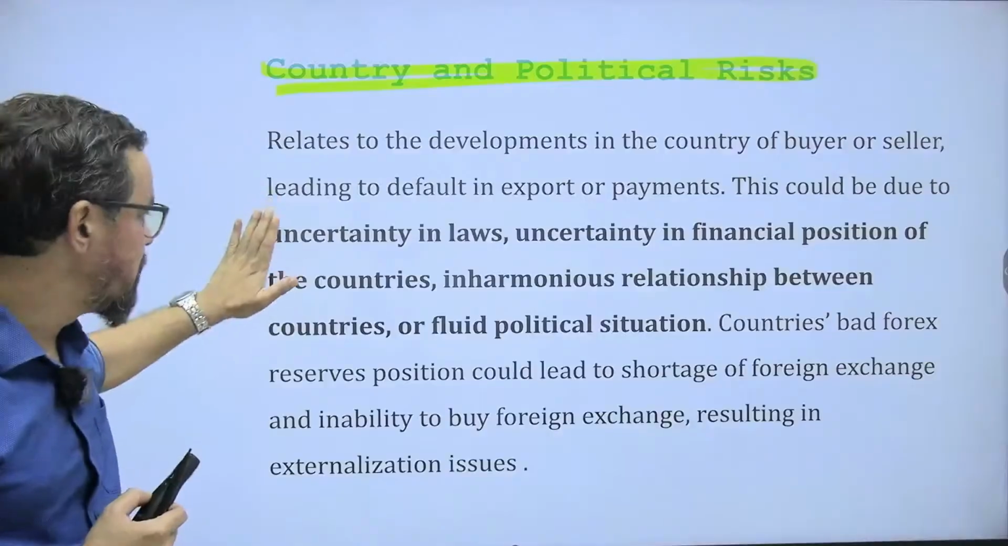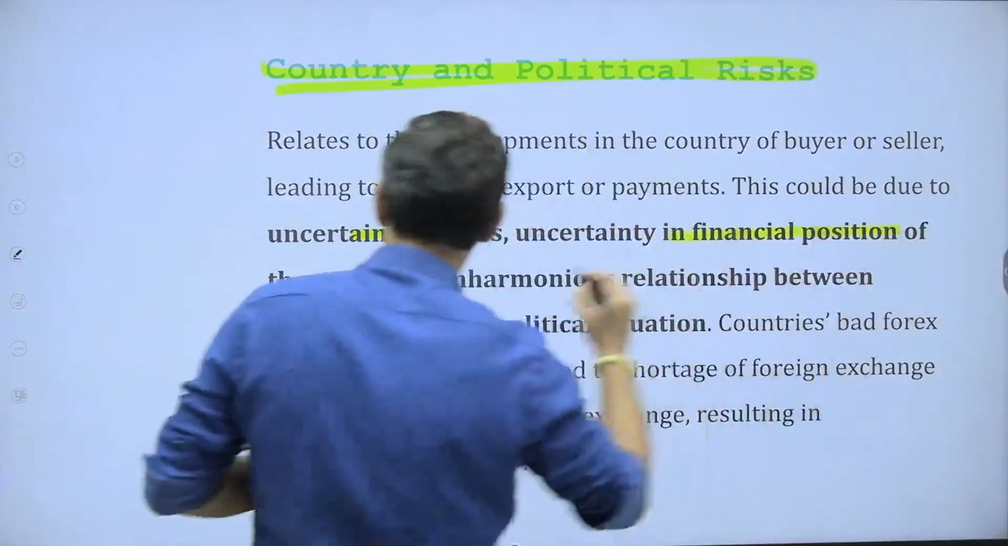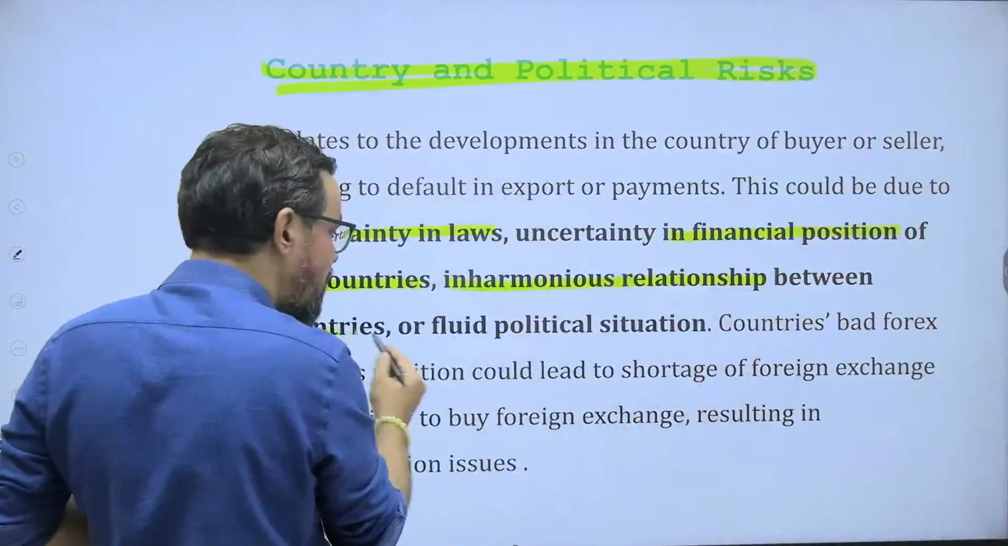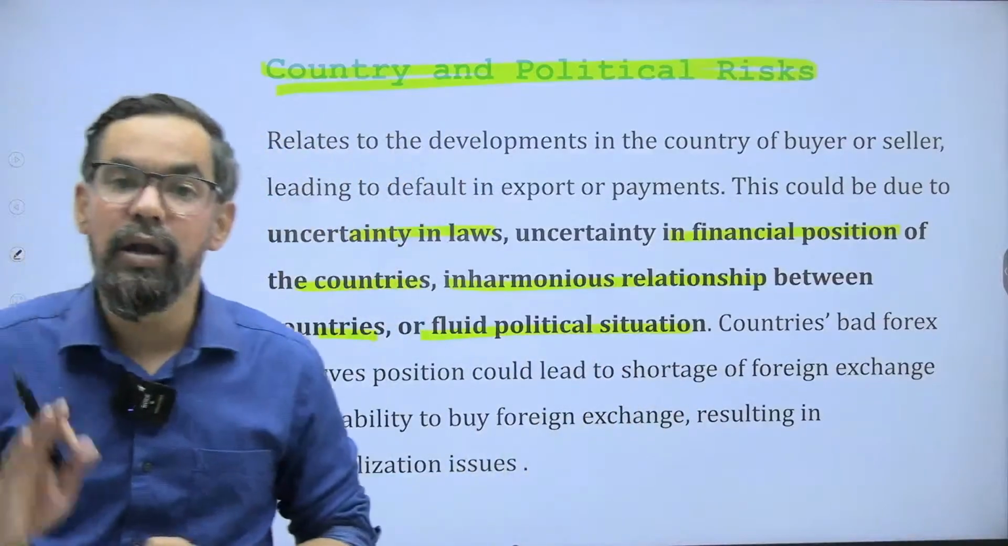so that risk is generally categorized as country risk, ठीक है. So it is uncertainty in laws, financial position of the countries, inharmonious relationship between countries, fluid political situation and all. So they generally come under the country or political risk.